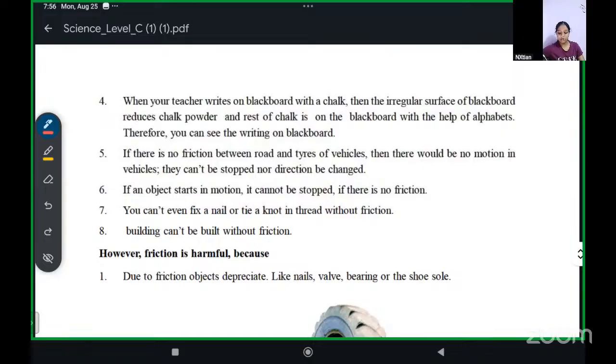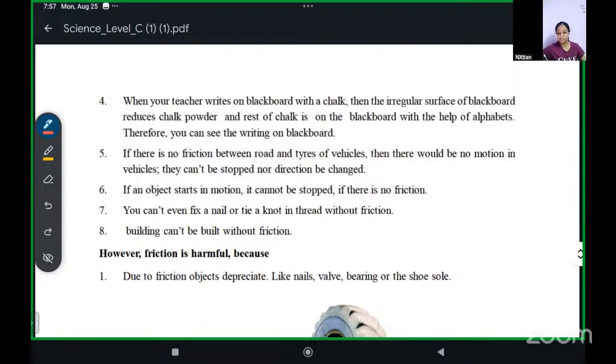Now, if there is no friction between the road and the tires of a vehicle, then there would be no motion in vehicles, and they cannot be stopped or their direction changed. You won't be able to stop them or change their direction. Applying the brakes is also an example of friction, ma'am.